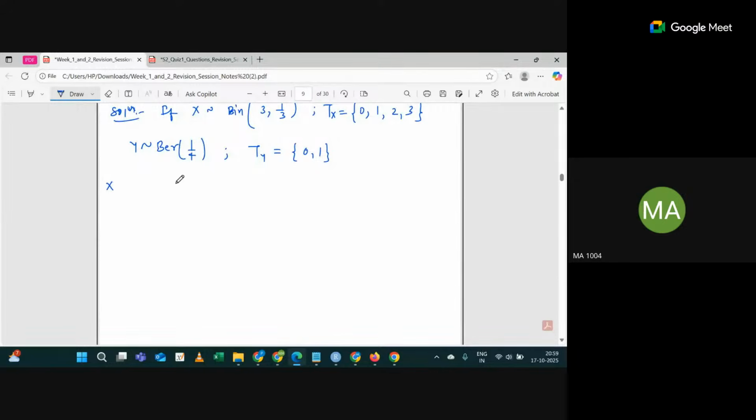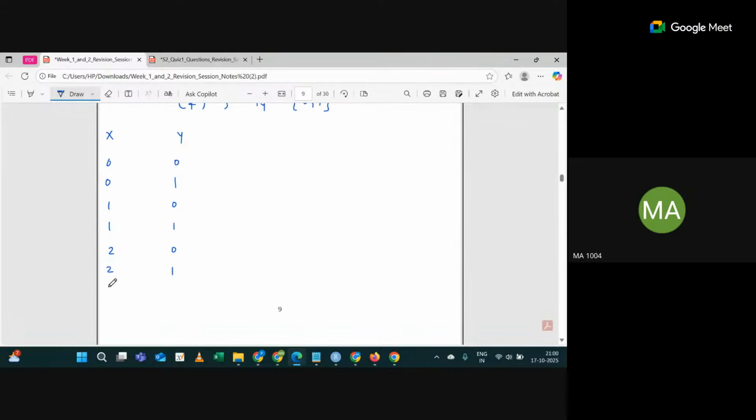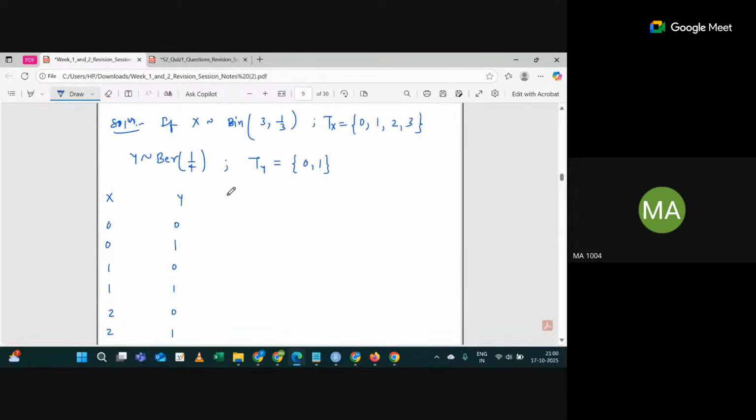So what are the possible values of x and y here? x can take 0, 1, 2, and 3, and y is 0 and 1. Basically, I can write 0,0 and 0,1, then 1,0 and 1,1, then 2,0 and 2,1, and the last possible cases are 3,0 and 3,1. Now, what is the function? The function is x plus y. So what is the addition here?